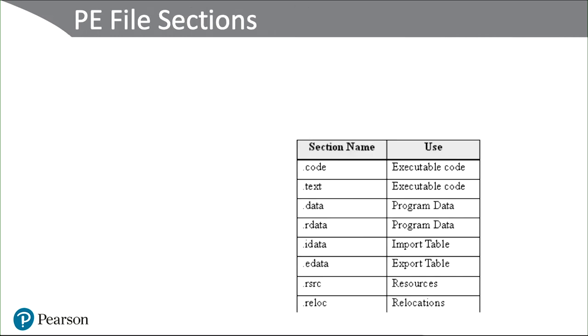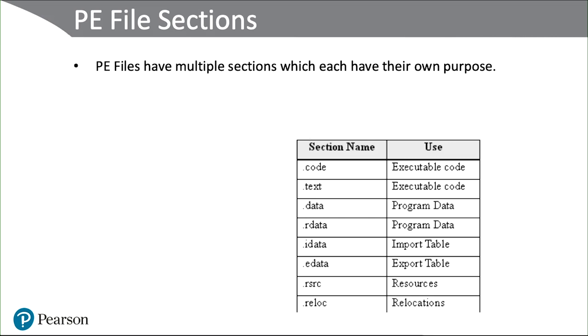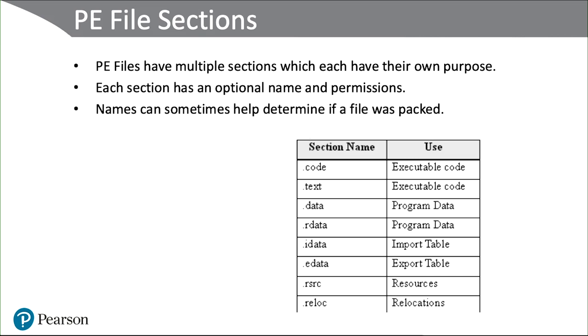So let's look at some other PE file sections. You can see the PE files have multiple sections. Each of those sections has its own purpose. Each section has an optional name; they don't have to put a name there. And it also has permissions on each section. Sometimes the names can help us determine if the file was packed. So if we open up the file and we see these names in CFF Explorer or another similar tool.